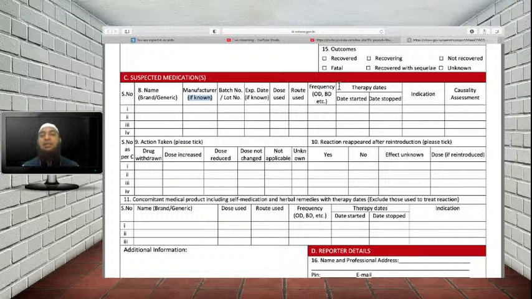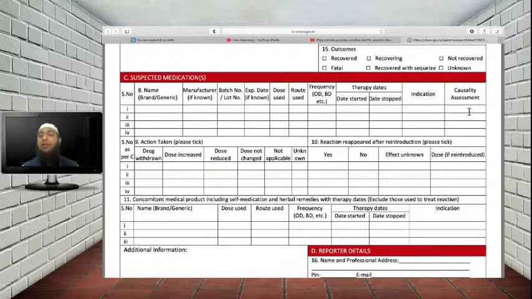The frequency, once a day or twice a day, how many times that medicine was taken by the patient, the date of the start of the therapy, the date the treatment was stopped, and the indication for which the drug was given. Maybe the drug was given for an infection, like penicillin is given for infection. Then in case you have given another drug like a diuretic, you might have given it for an increase in blood pressure. So that indication should come.